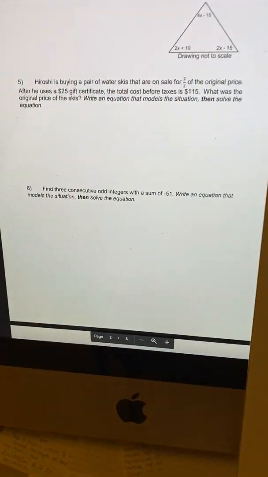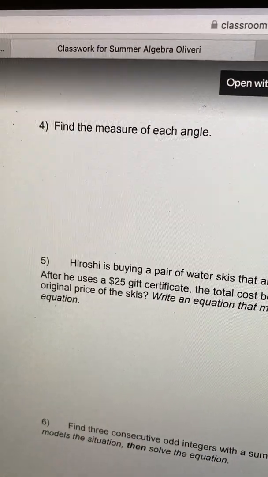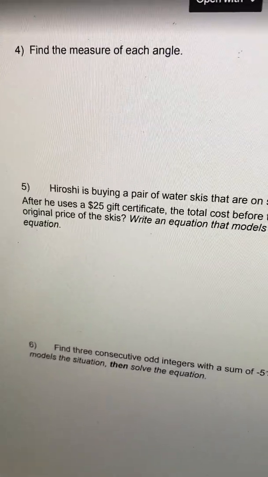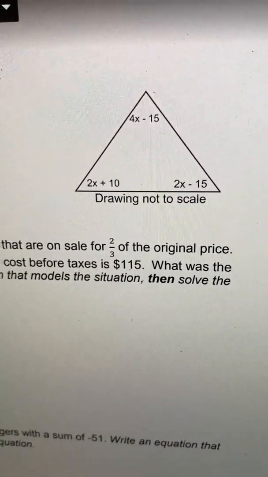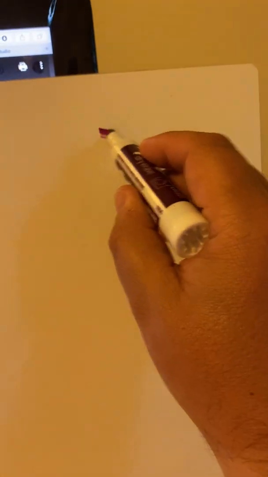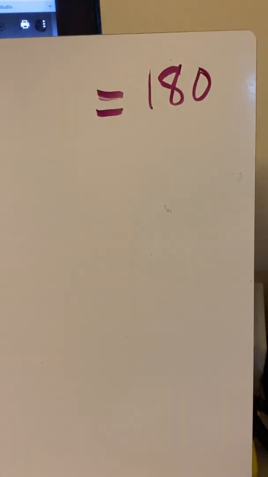Okay, we've got some questions on a handful of the earlier problems from the worksheet. Number 4, find the measure of each angle. First thing you need to know about a triangle is the sum of the angles. This whole triangle, each angle has to equal 180 degrees. So all three angles added together have to equal 180 degrees.